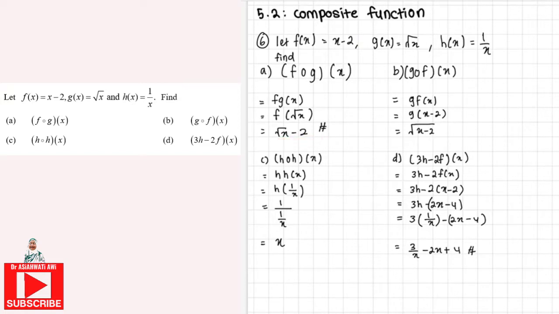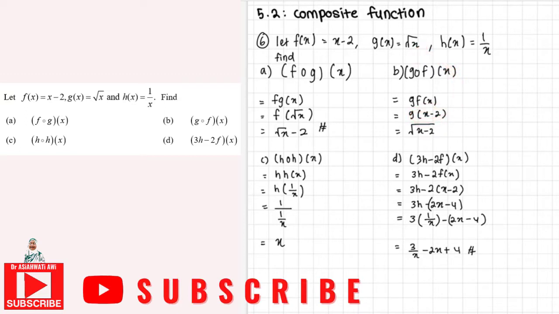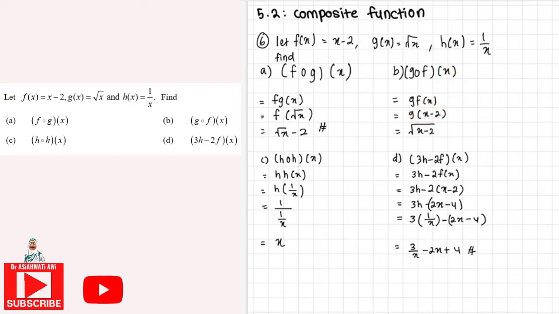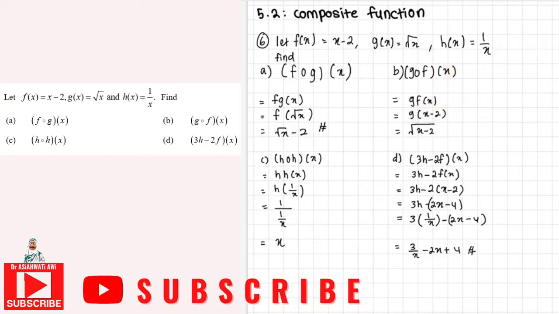Then B, this is the question, so we find f(x) first. f(x) is x minus 2. So we sub x minus 2 into the x in function g(x). So it will be like this, x minus 2.